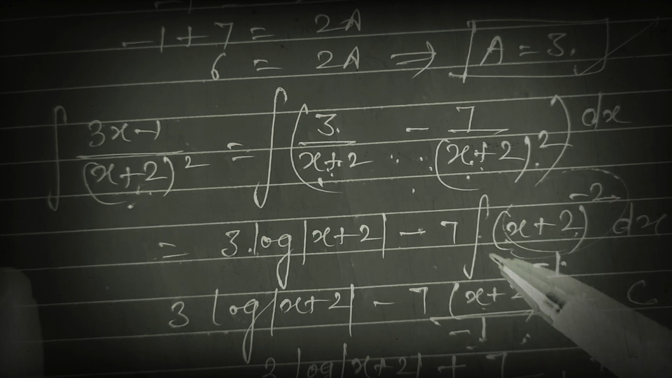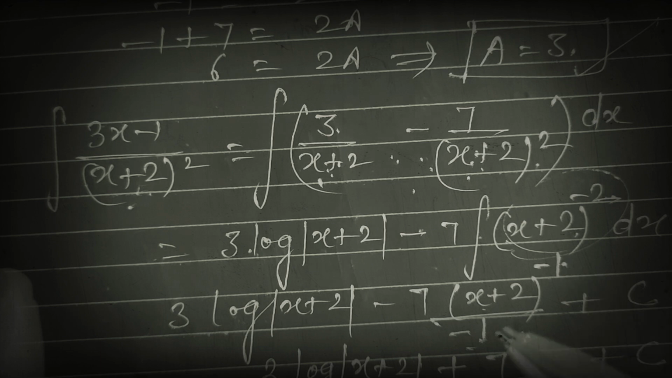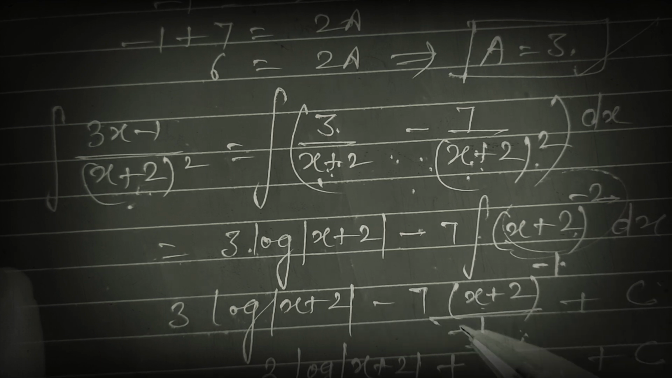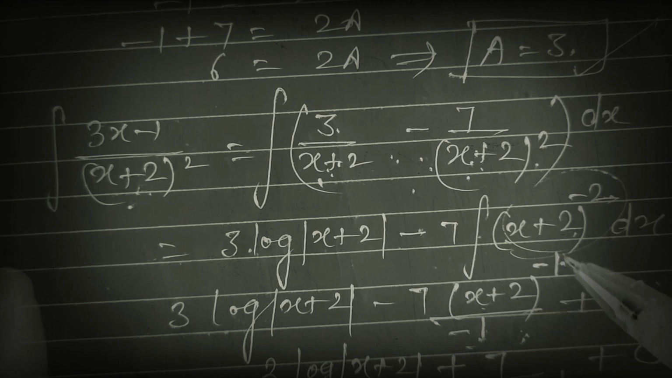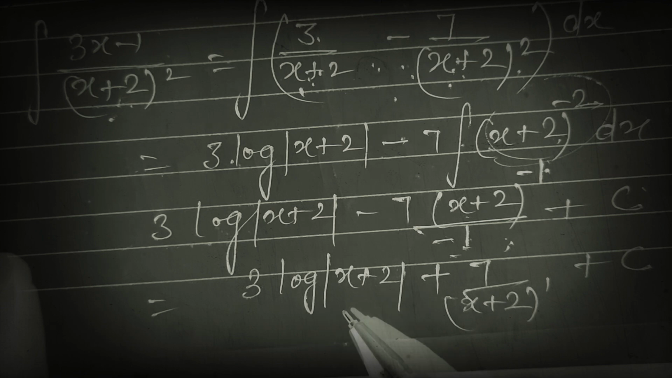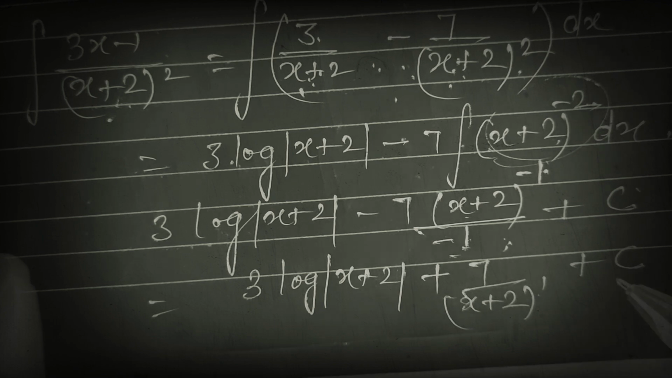And what is the integration of this? 7 as it is. (x plus 2) raised to power (minus 2 plus 1) upon (minus 2 plus 1). So it is minus 1, plus c. So minus into minus is plus, and (x plus 2) raised to power minus 1 we can write as 1 upon (x plus 2). So this is the answer: 3 into log of (x plus 2) plus 7 upon (x plus 2) plus c. This is the answer.